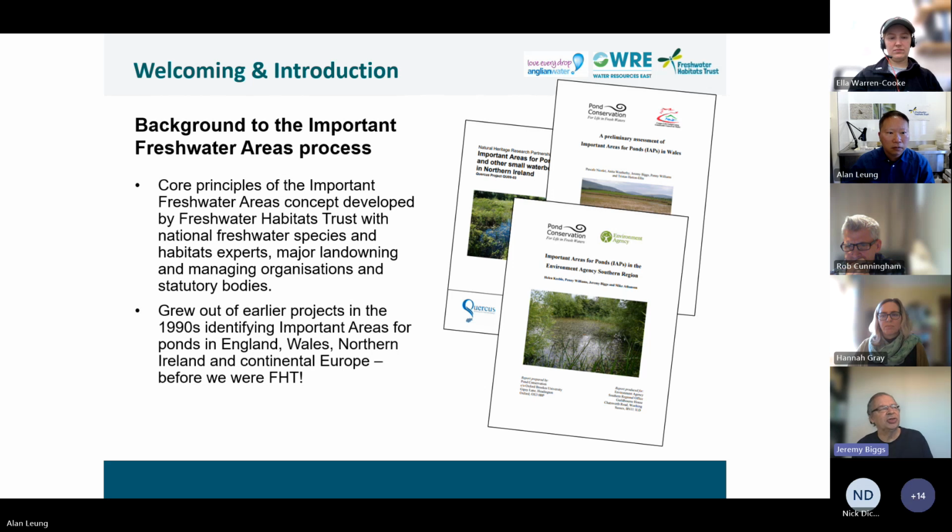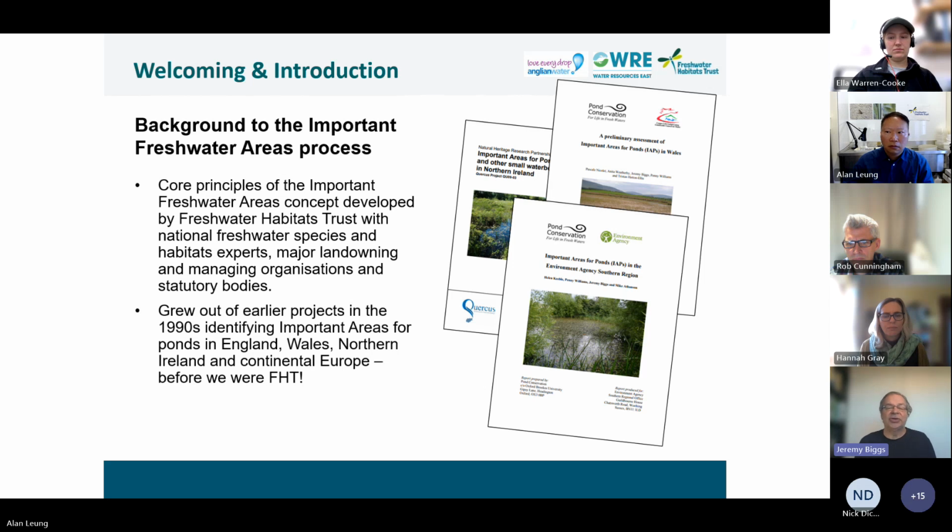We've been piloting and trialing it in various guises, and you'll see in these slides, for the best part of the last 10 years, but particularly over the last 5 or 6 years. So the core principles of the important freshwater areas concept has been a thing that FHT has developed with a range of national habitat and species experts, with land-owning organisations and land managing organisations and the statutory bodies. And it grew out of something we did quite a while ago, when we were still just called Pond Conservation.